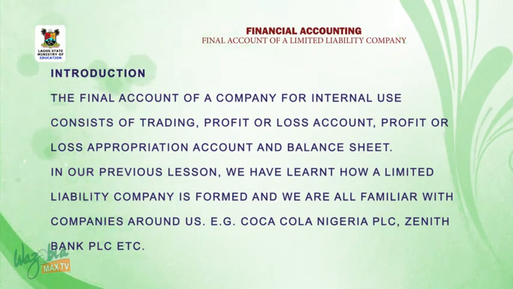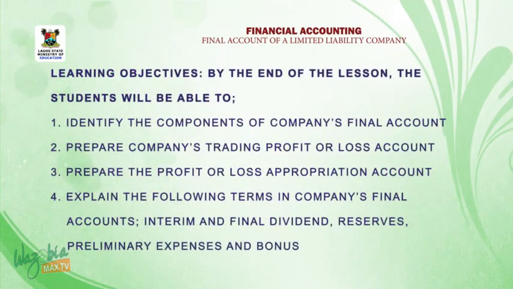Today, we are going to learn how a company's final account is prepared, the learning objective. By the end of the lesson, I expect you, students, to be able to identify the components of a company's final account. You should be able to prepare a company's trading, profit or loss account. You should be able to prepare the profit or loss appropriation account, and you should be able to explain the following terms in company's final accounts: interim and final dividend, reserves, preliminary expenses, and bonus.